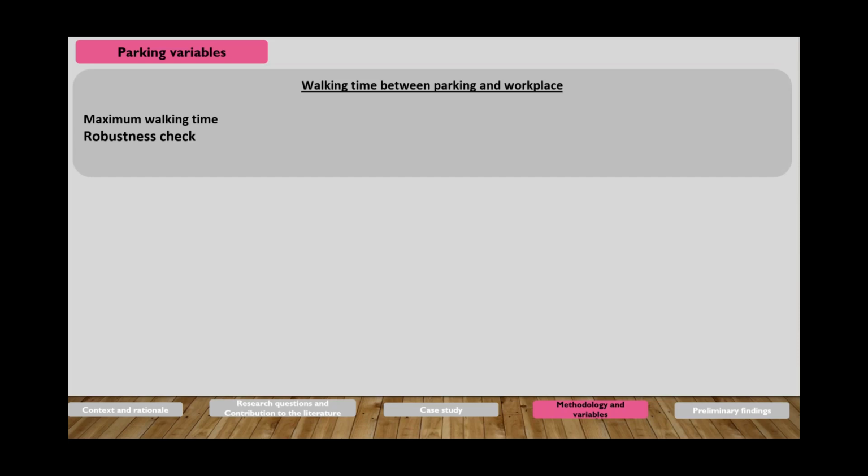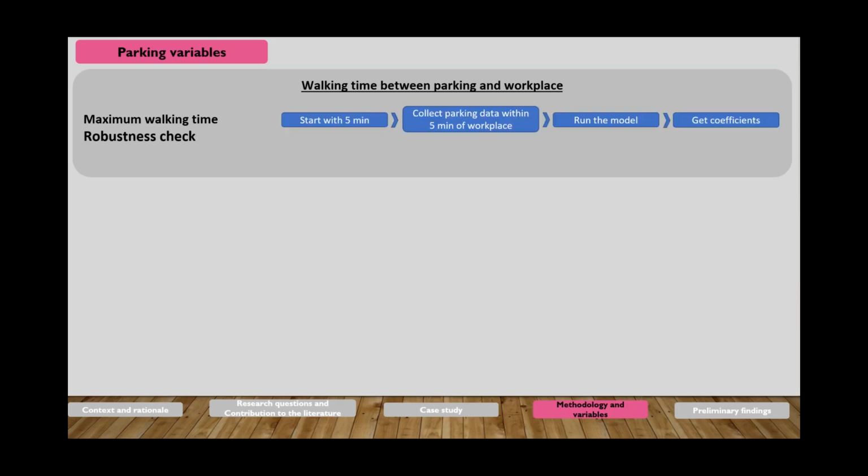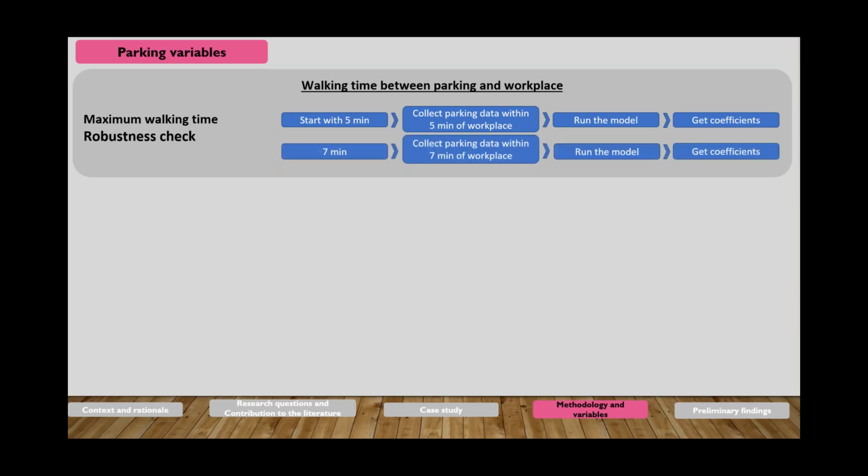Okay, so the most important explanatory variable here is the parking variable. Before collecting data on parking, I need to set a frame for collecting data, and that frame here is the maximum walking time between parking and workplace. This is a bit tricky in this research. I start with an initial time, like 5 minutes between parking and workplace. I collect parking data within these 5 minutes for each workplace, and then I run the regression model and get the results. I repeat this process with slightly more or less walking time, and at the end, I compare the results to make a conclusion.